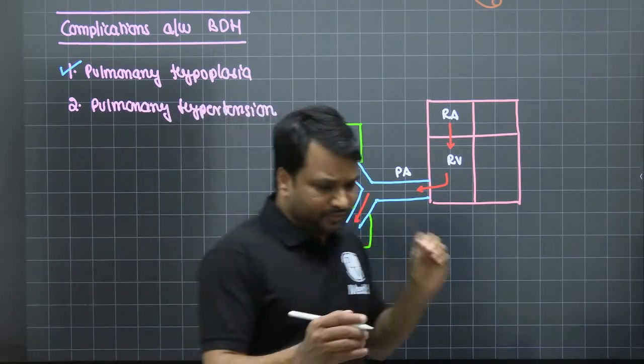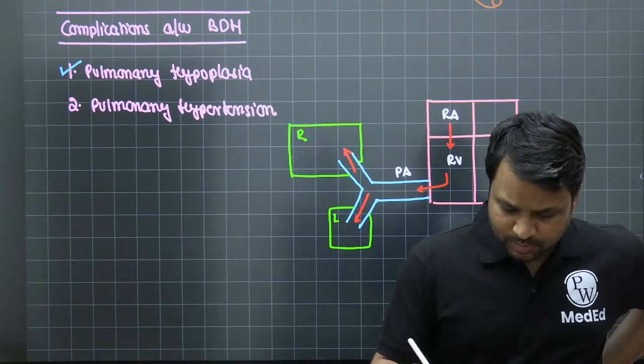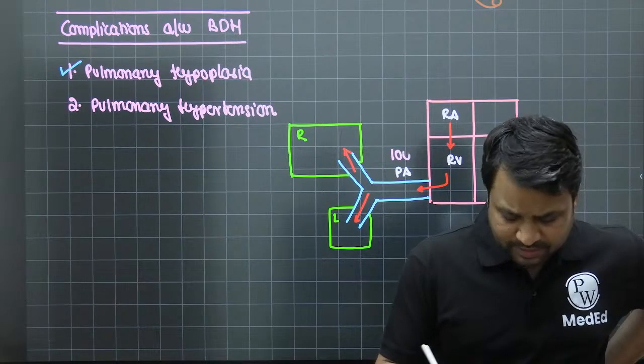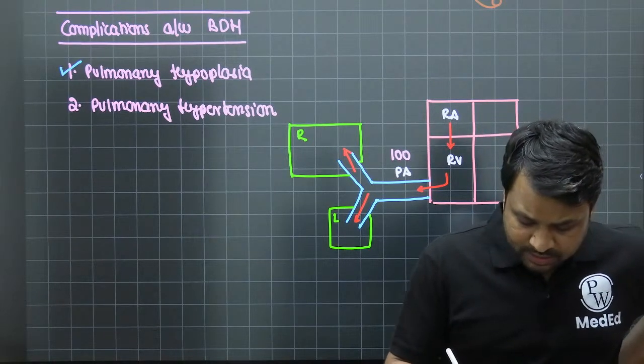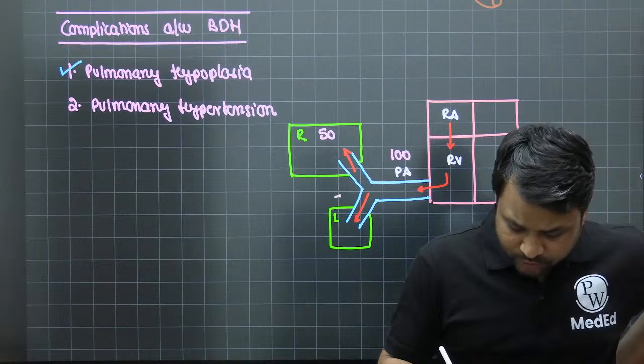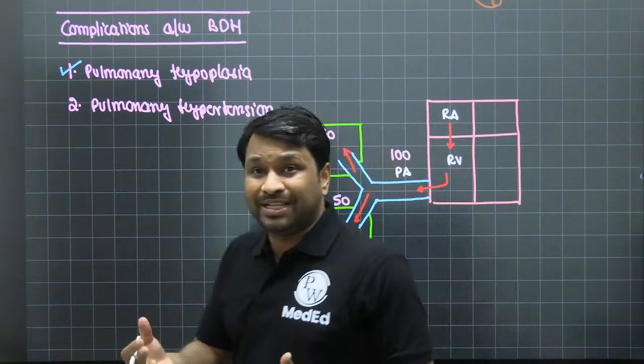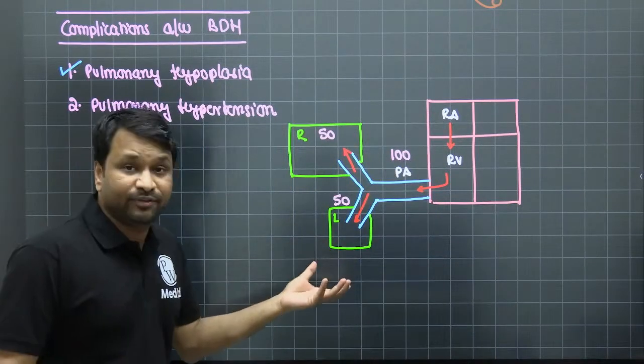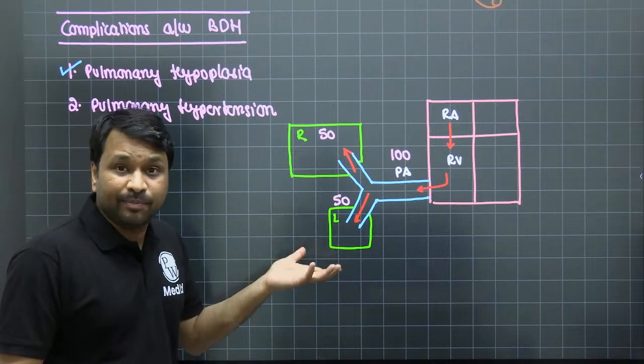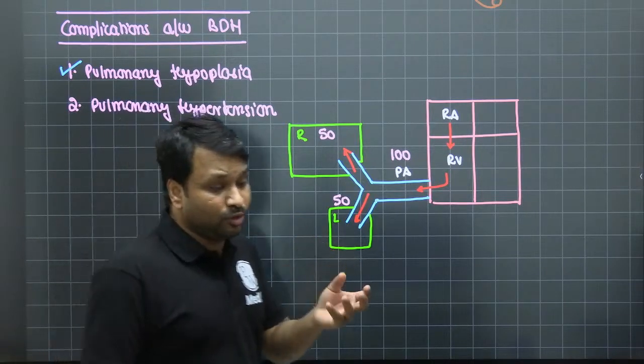The problem is, if you understand this small analogy, it will be easier for us to comprehend. 100 ml comes, 50 goes to the right, 50 goes to the left. The problem is, in you and me in general, we can accommodate 50 on the left. The problem now is there is hypoplasia. It cannot take that much volume. So what is going to happen?